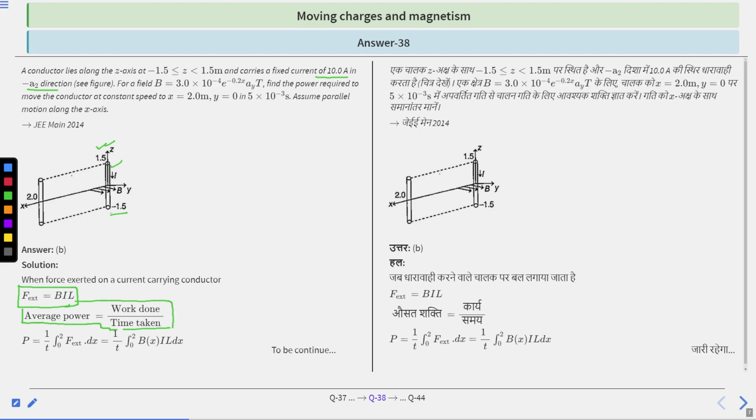We know the formula of power, P equal to 1 divided by T, integration from 0 to L of F external dot dx.